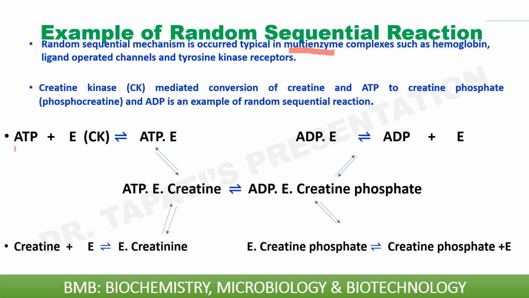Here you can see that ATP and creatine are two substrates. So binding of ATP and creatine with enzyme creatine kinase is random. In that case, the E-ATP-creatine ternary complex is formed, and after that the E-ADP-creatine phosphate ternary complex is formed. After that the two products ADP and creatine phosphate are released in random manner, and after that there will be free enzyme.